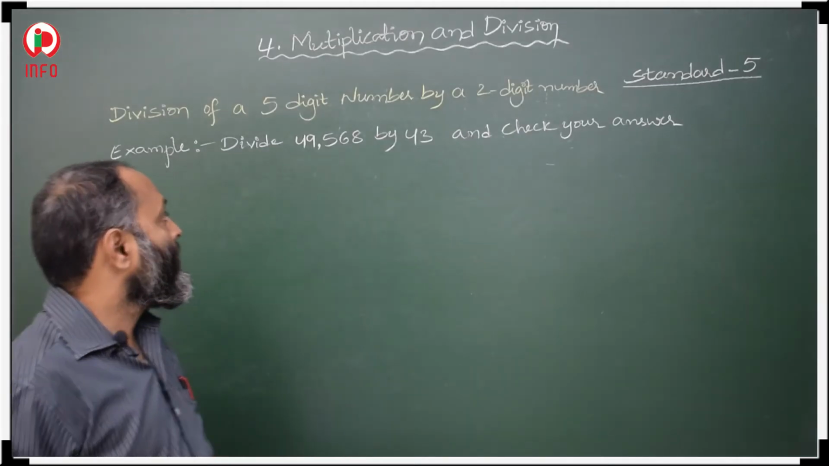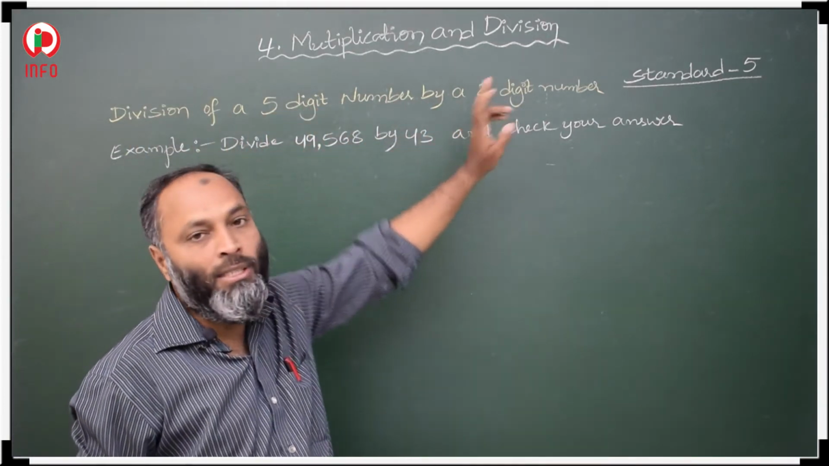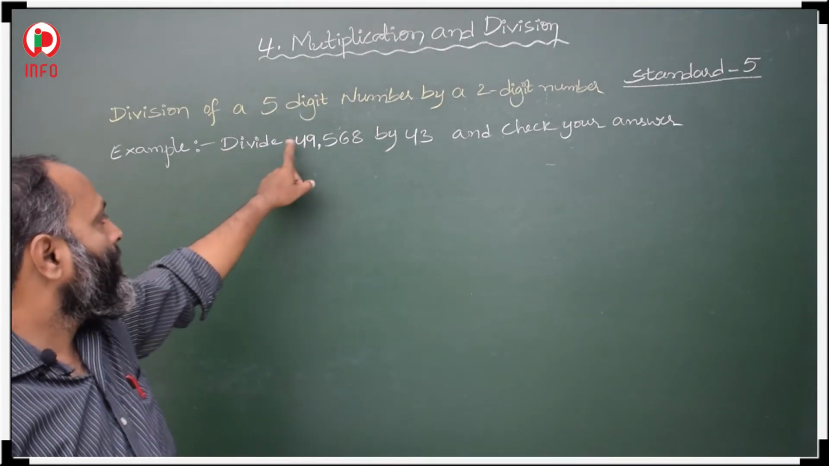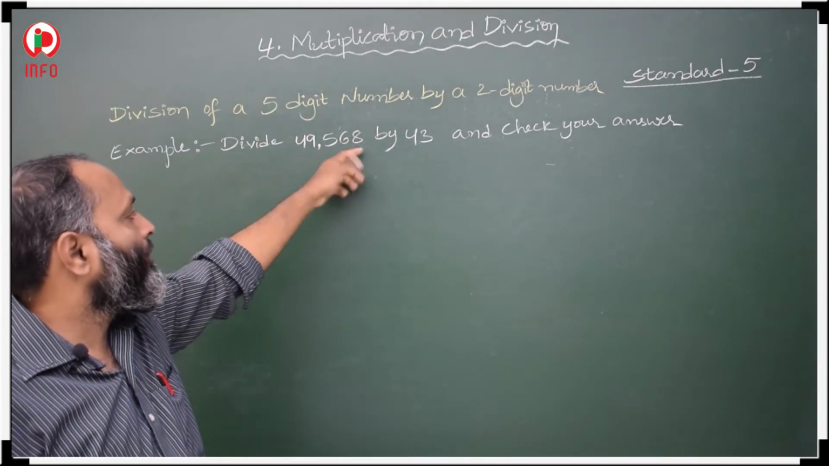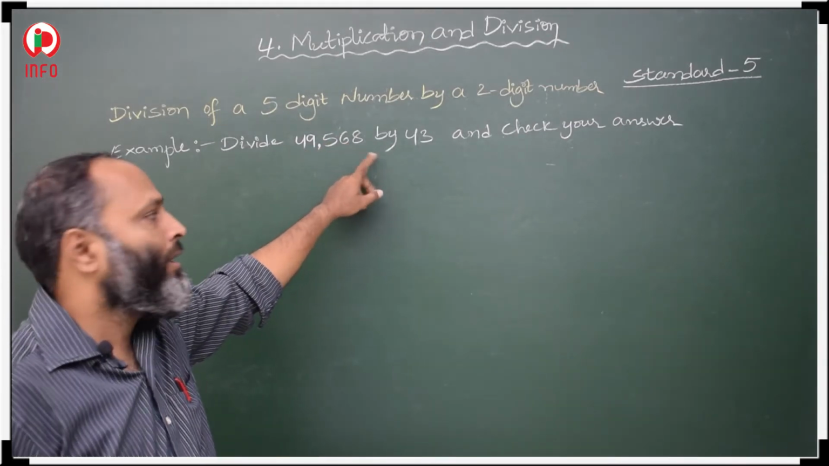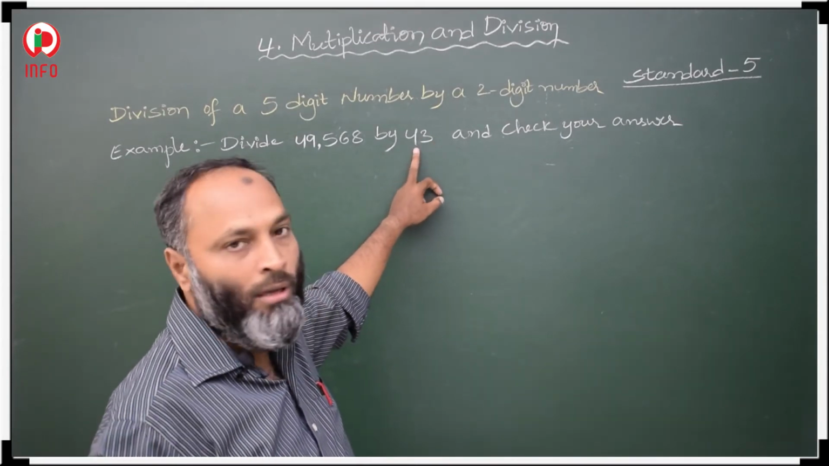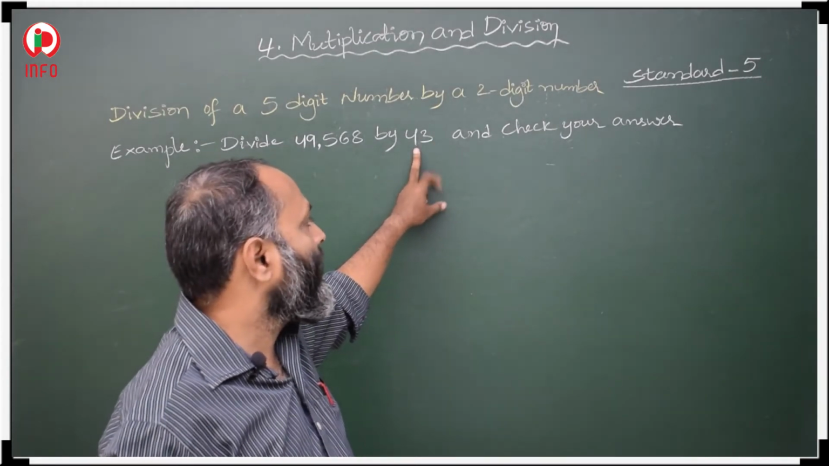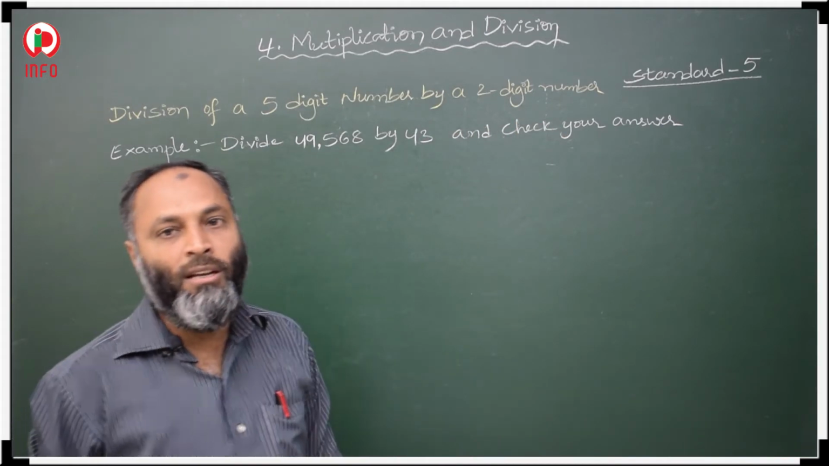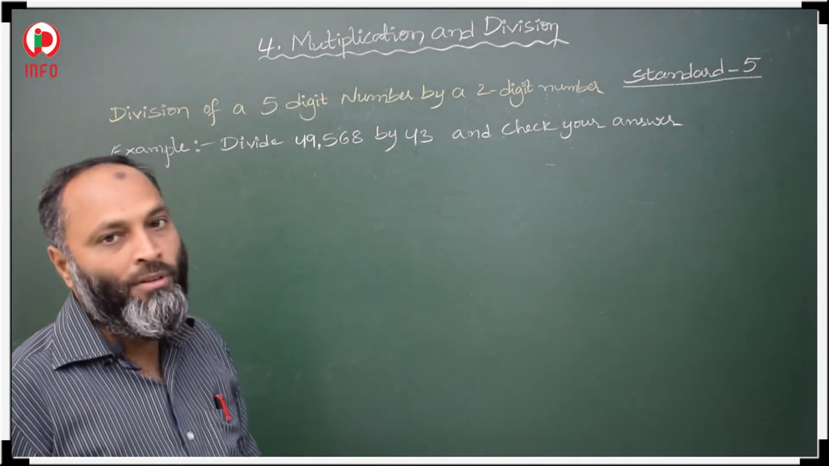Now, students, next topic: division of a 5-digit number by a 2-digit number. Here a 5-digit number is given in our example. Divide 49,568 by a 2-digit number, that is 43. After dividing by 43, we also have to check our answer. First, we have to see how to divide.